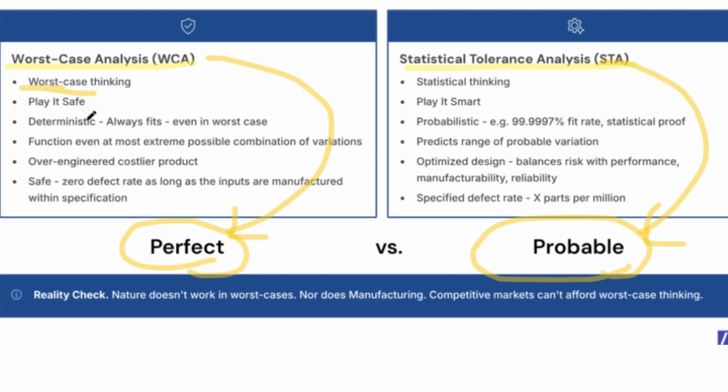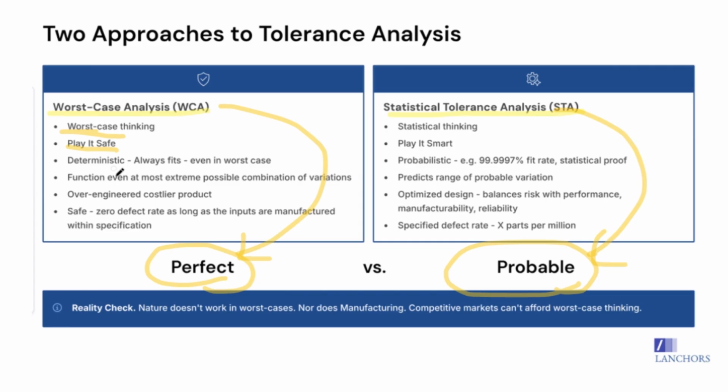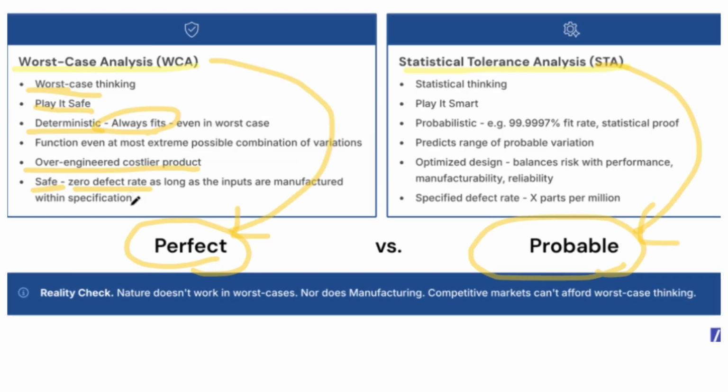Okay, the worst case method is playing it safe. You want to have a zero defect rate. You want to ensure 100% fit for the parts. It's also deterministic. There is no probability involved. So the parts always fit, even in the worst case, assuming that the input variables are within their given minimum and maximum range. So the goal in worst case analysis is to calculate the absolute maximum possible variation for your target variable, for your target dimension, like a gap or a distance, for example.